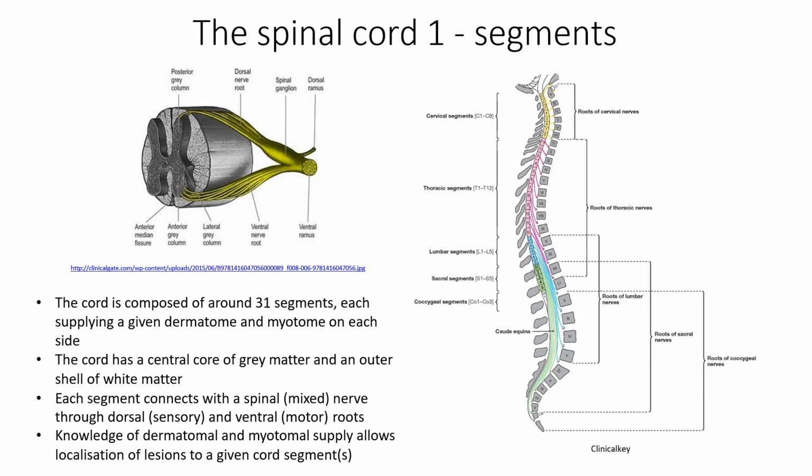We're going to take a look at the spinal cord in three different ways. We're going to think about firstly the spinal cord segments, then we're going to take a look at the grey matter of the spinal cord, and we're going to finish off by looking at the white matter of the spinal cord.